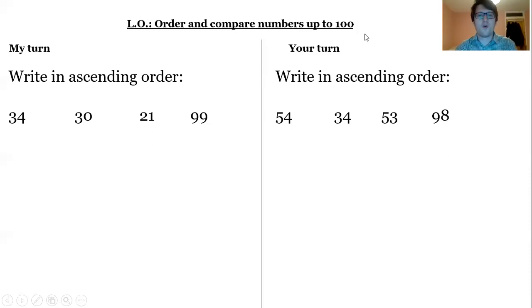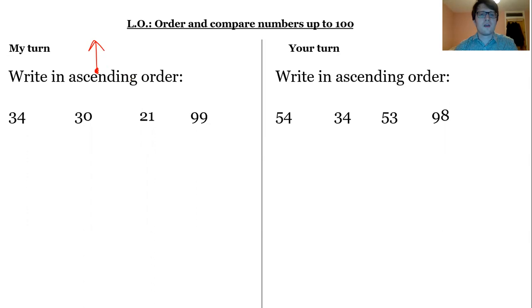Okay, today we're going to be ordering and comparing numbers. We're moving through our place value. We've got our place value sorted, so now we can do something with it. So we're going to write in ascending order. Remember, ascending means from small to big. If you ascend a mountain, you go up the mountain.